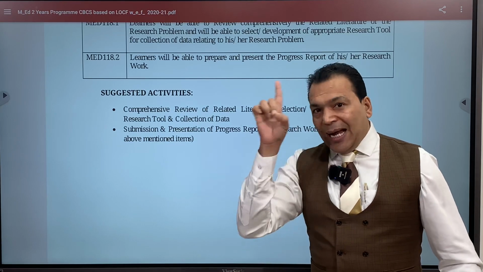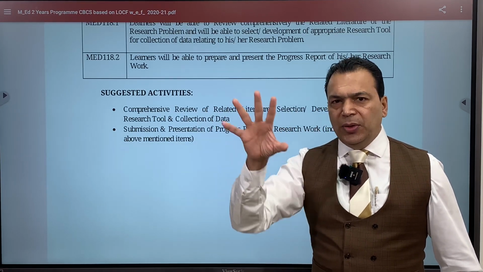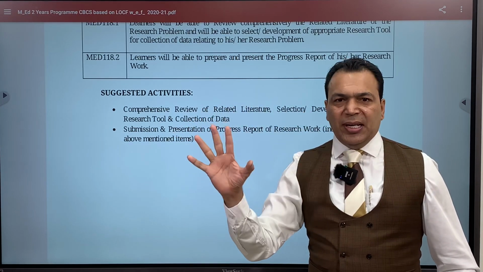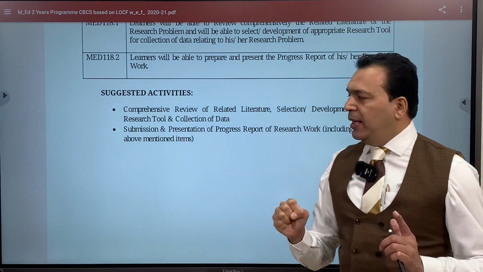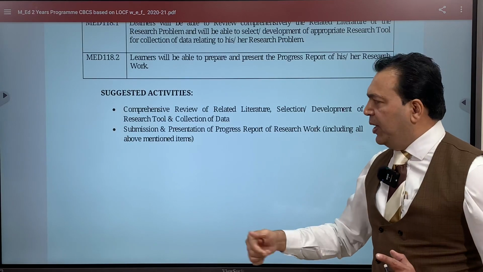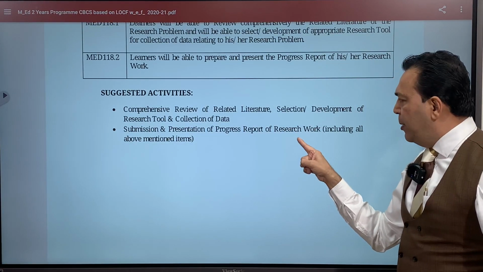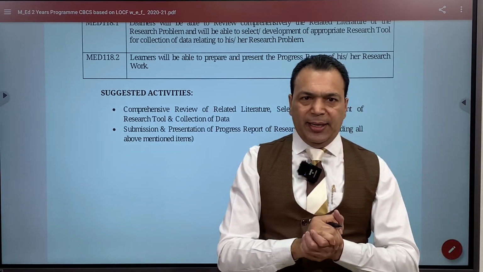That sample, ninth or 10th class of CBSE schools, Haryana schools, any 200 sample, 300 sample, now you have to collect the data. Okay, research tools and collection of data. Next is submission and presentation of a progress report of research work. Okay, in brief I explain.